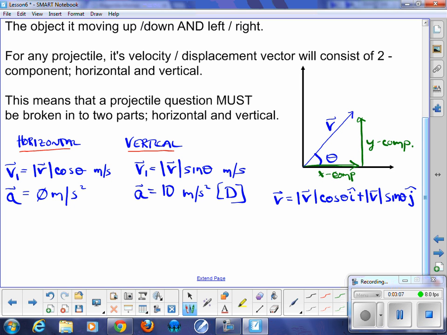Anytime we run into projectile motion in this particular unit, you can know that your v1 and a's are going to be consistent. So we're just using that vector notation that we talked about previously.